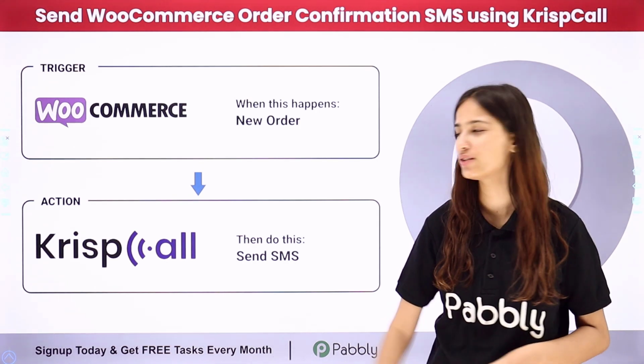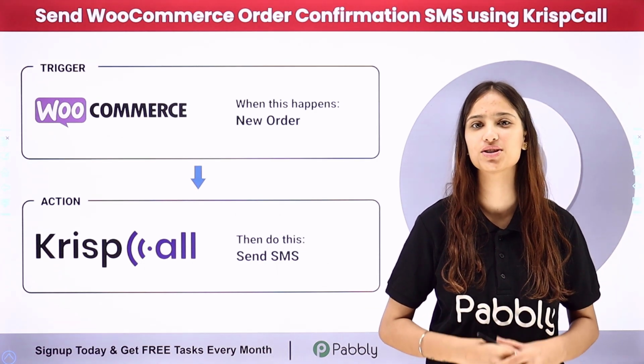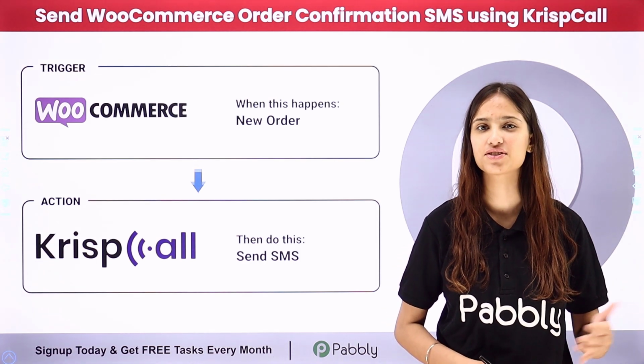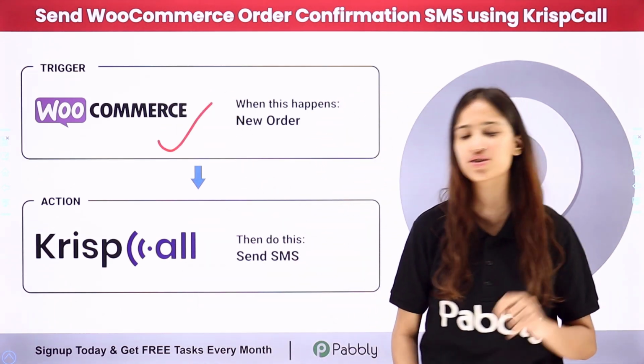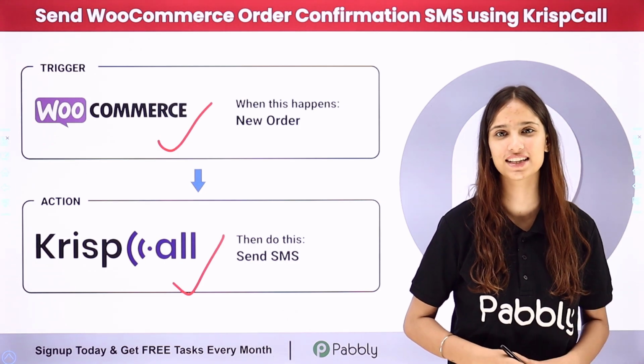So here to do this, I need to set up a connection between these two applications, for which I'm going to use this amazing automation software, that is Pabbly Connect. So Pabbly Connect follows the concept of trigger and action. So here my trigger application will be WooCommerce and my action application will be KrispCall. So if you want to learn more about this, follow me through the screen.